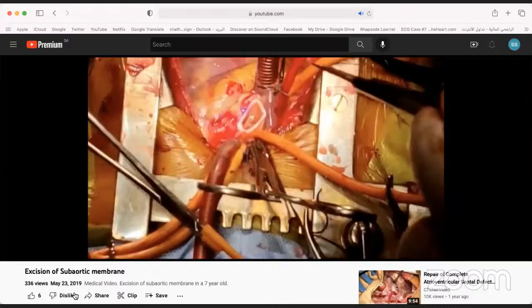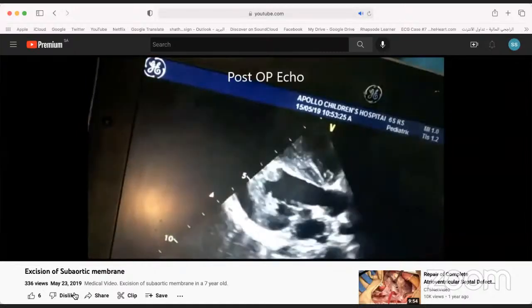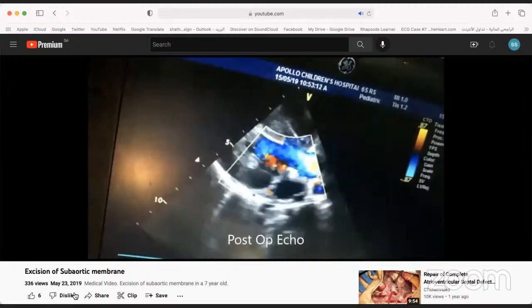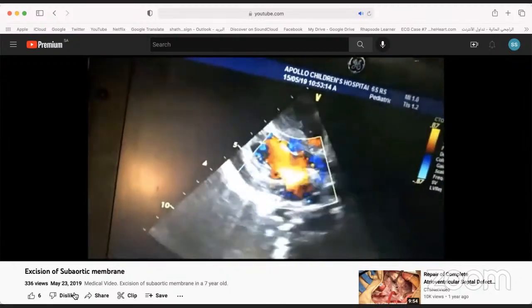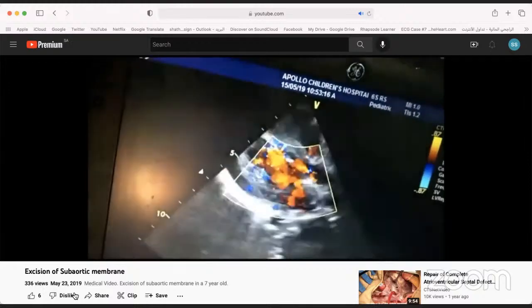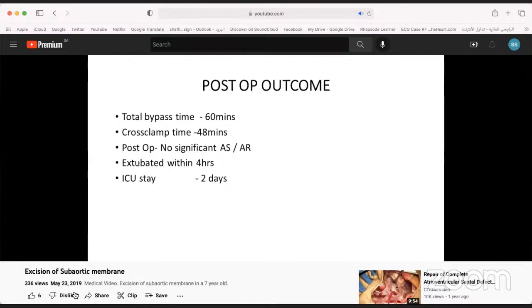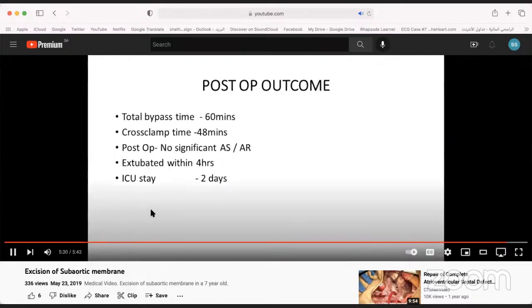The aortotomy is closed in the usual manner. And that's the post-op echo. You can see nice laminar flow there. There's no LVOT obstruction, it looks nicely opened up. There's no stenosis. And thankfully, there's no AR as well. So post-op, there's no significant SAM.